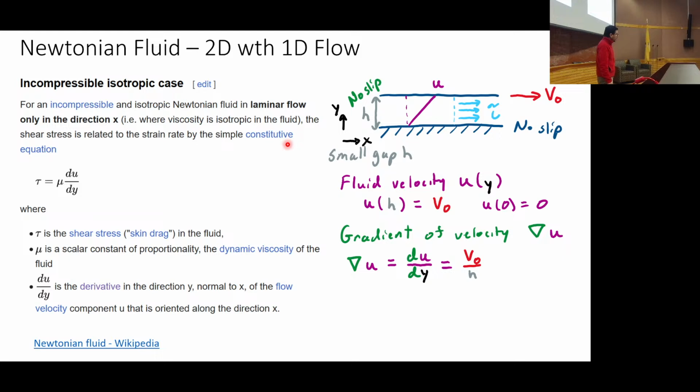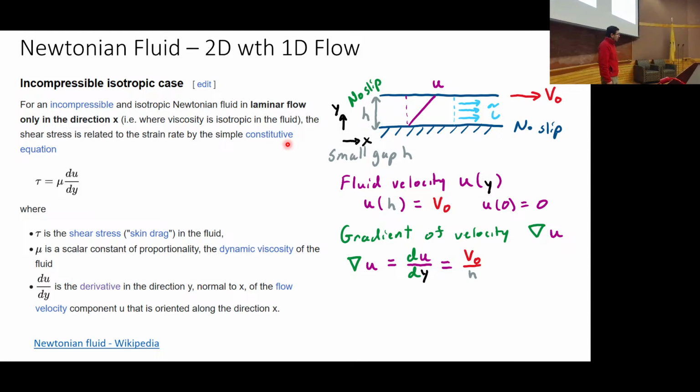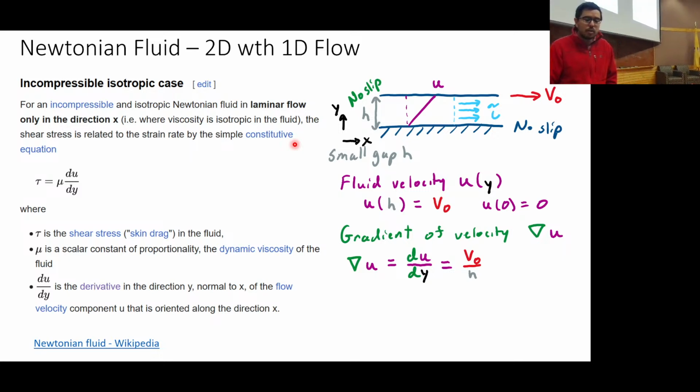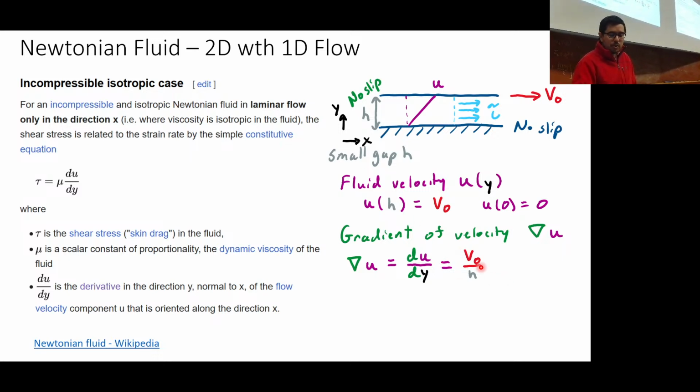And the gradient of this velocity is this du dy. Okay, that's when we say u is going to be, well, we already said the fluid velocity u of y. And so the gradient is going to be the derivative with respect to y. And that means that we're just going to have this v naught divided by h.